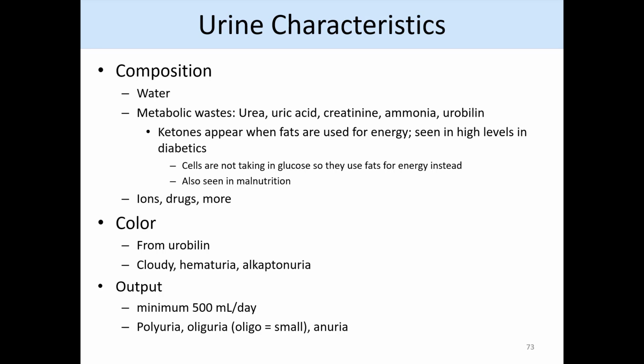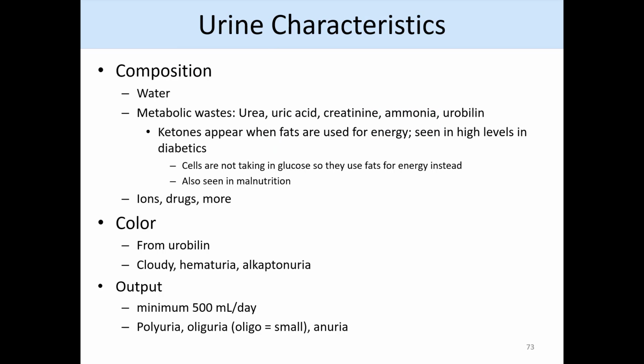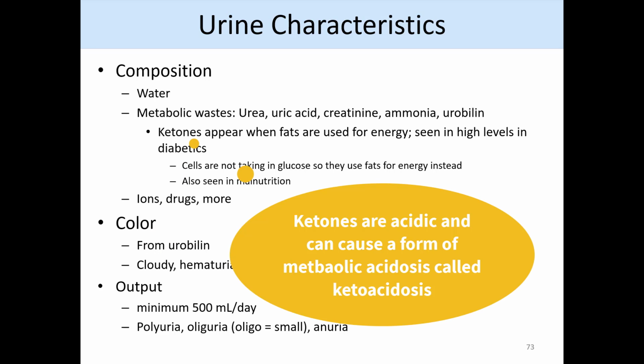Let's take a look at some urine characteristics. In terms of composition, urine is mostly water, but it does contain several metabolic wastes. One of the metabolic wastes that may appear in urine are ketones. And ketones typically only appear when we're using a lot of fat for energy. This is typically seen when someone is on a low carbohydrate diet or if they have diabetes that's unregulated.